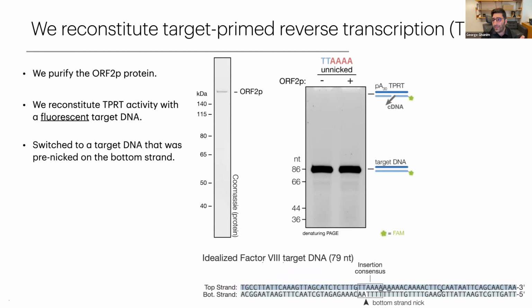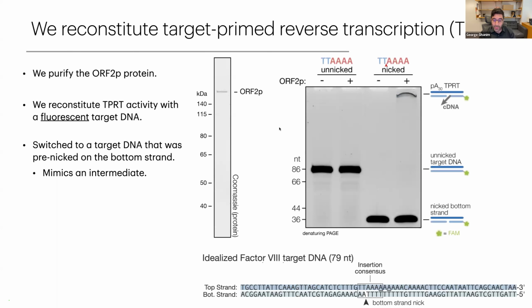Recall that this target sequence is derived from a de novo insertion event that had caused disease in a particular patient. And by introducing this nick, we're mimicking an intermediate of the retrotransposition reaction, the intermediate that occurs after bottom strand nicking. And you can see that by using this pre-nicked substrate, it stimulates ORF2P activity very high.